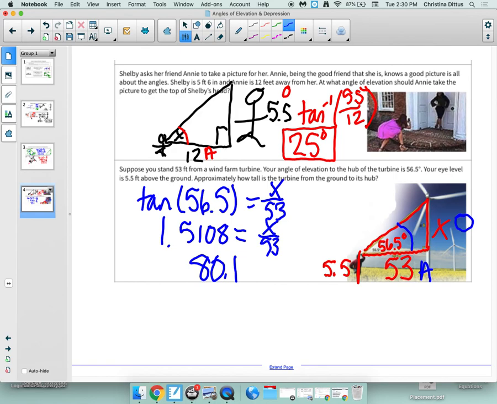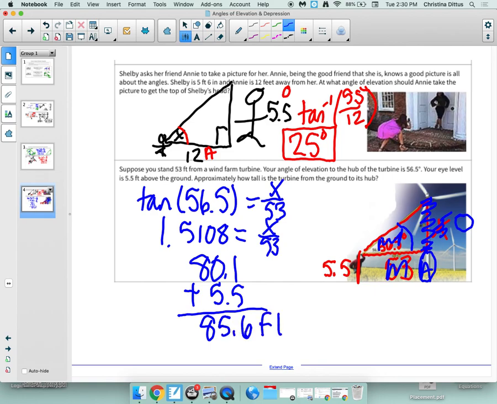Stay with me. We've already used 56.5. We've already found X. We've already used 53. X is the distance from here to our eye height. How do I find the rest? Add 5.5. Good. So my total final answer is 85.6 feet.